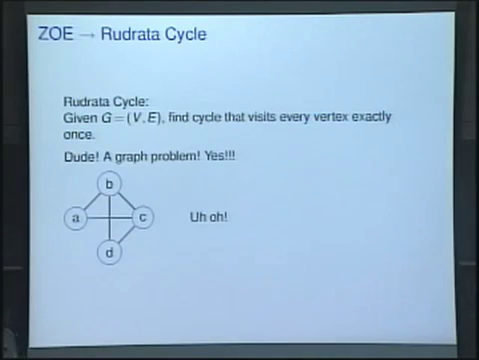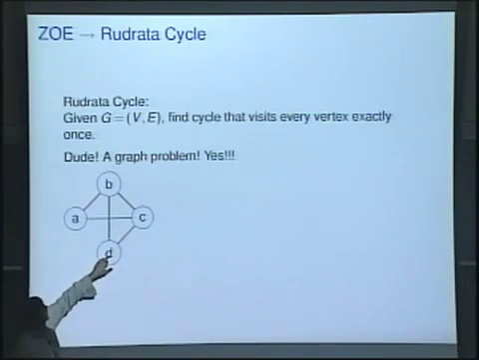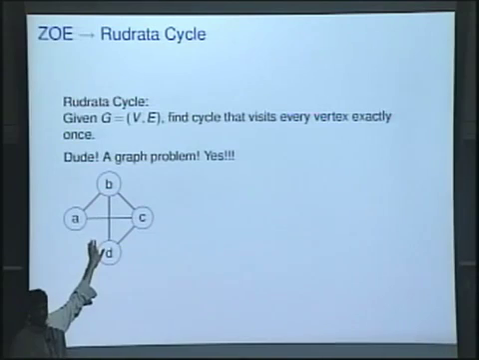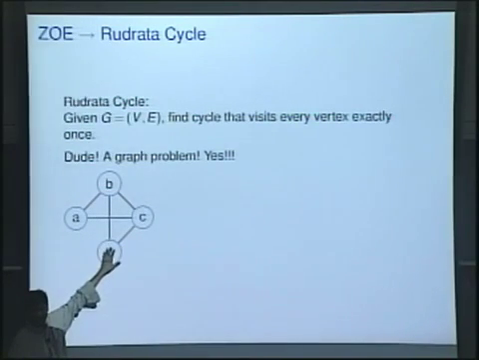Uh-oh. Okay, so that's a Rudrata cycle. Does that make sense? I can go from A to B, B to D, D to C, and C to A. I visited each node exactly once. So this other one was bad because I can't go from D to anywhere without visiting it again.